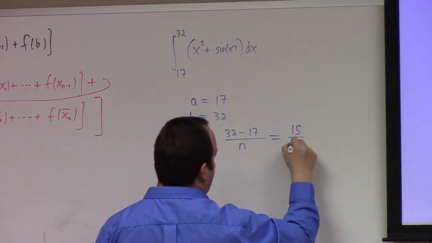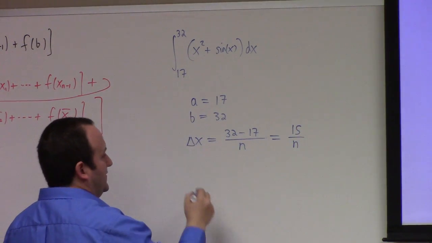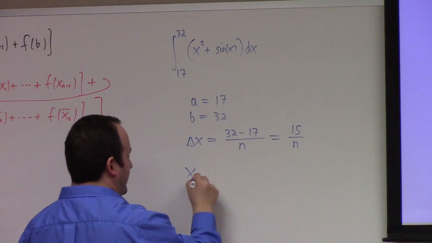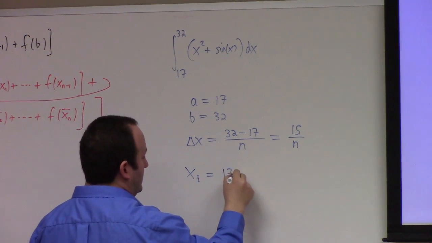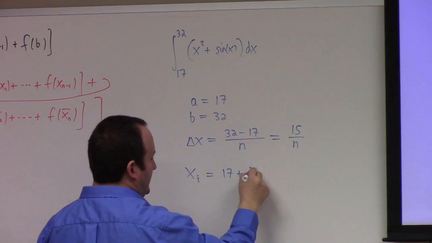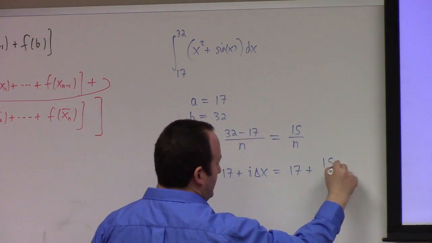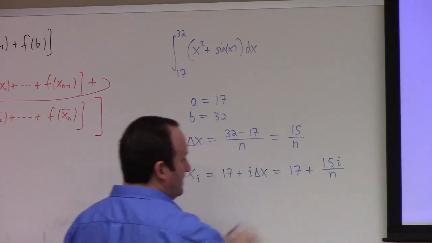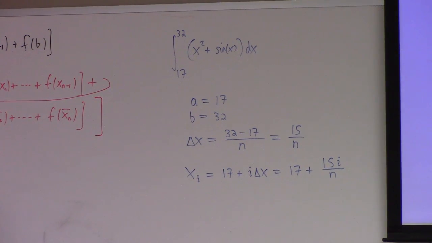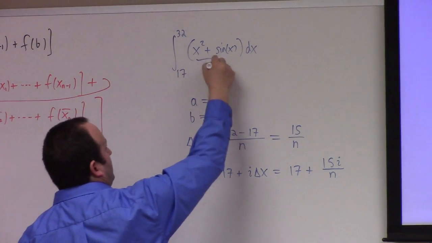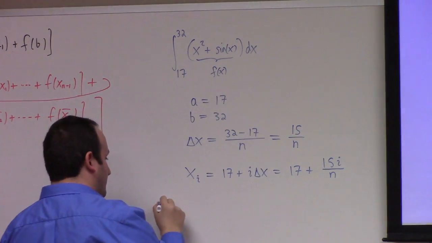15 over n, right? And so x sub i would be equal to 17 plus i times delta x, which in this case is 17 plus 15i divided by n. And that runs from i equals 0 all the way out to i equals n. When you get to i equals n, you get 17 plus 15, which is again 32. If this is my quote-unquote f of x, what is f of x sub i?